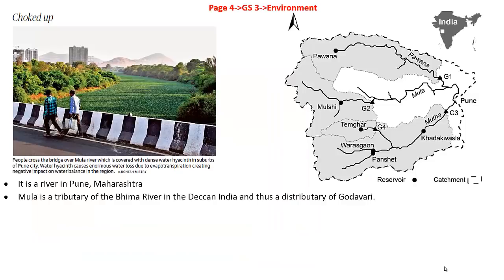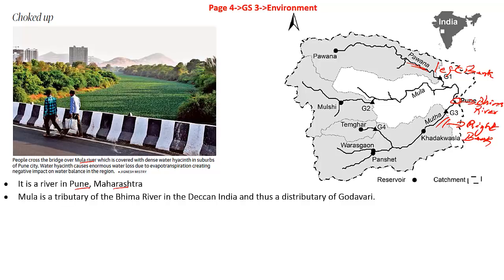The first article of discussion is about Mula River. This is a river in Pune in the state of Maharashtra. As this particular river flows downstream, it merges with the Pavna River on the left bank and the Mutha River on the right bank, and as it merges it forms the Mula-Mutha River, and this river eventually goes on to join another river called the Bhima River.